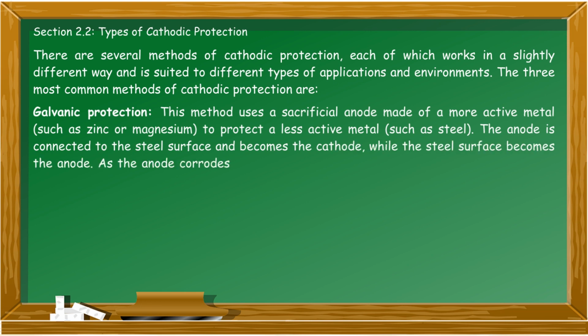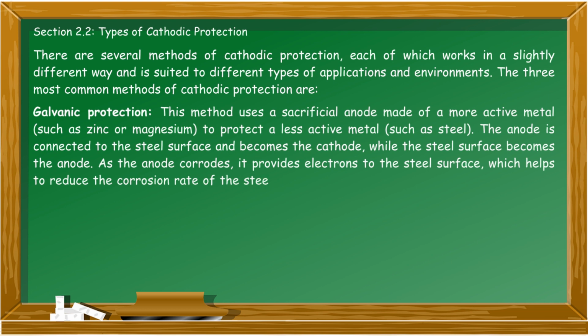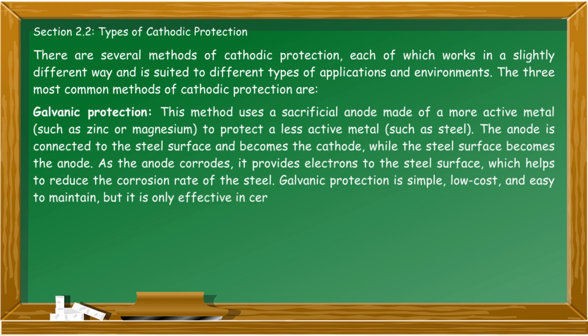As the anode corrodes, it provides electrons to the steel surface, which helps to reduce the corrosion rate of the steel. Galvanic protection is simple, low cost, and easy to maintain, but it is only effective in certain environments and for protecting small areas.